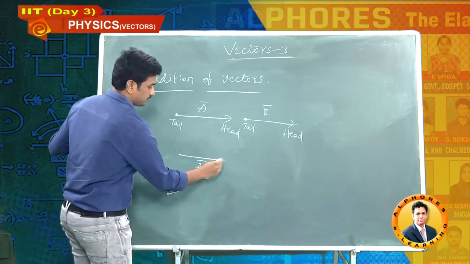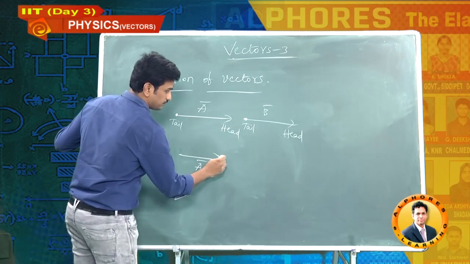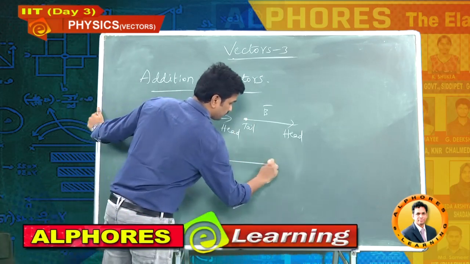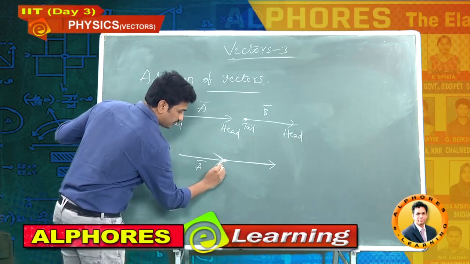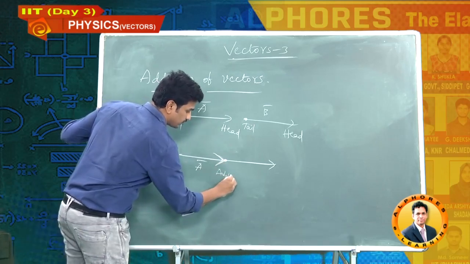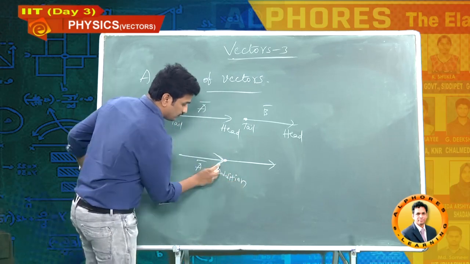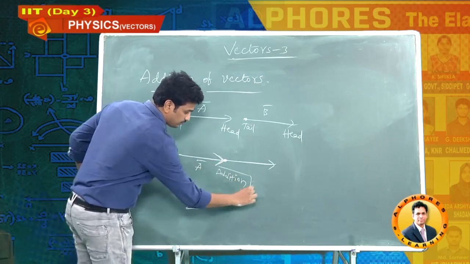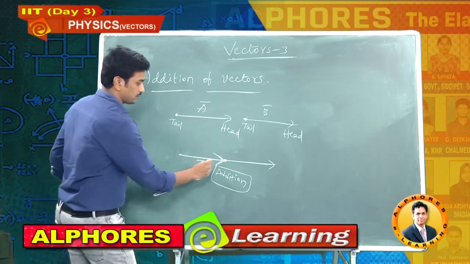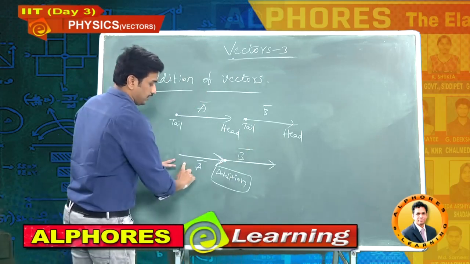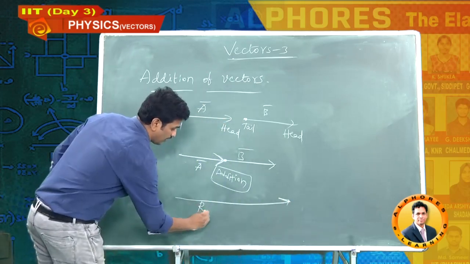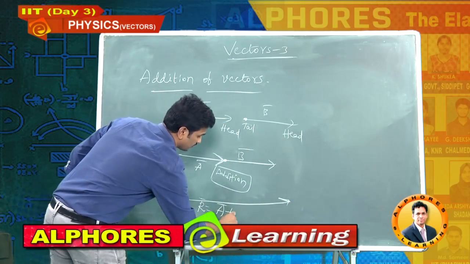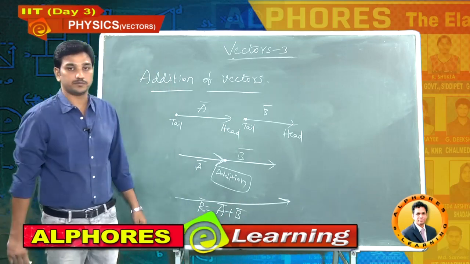A bar, head connected with tail, joined. These two are joined, that's called addition. These two joined, that's the meaning of addition, B bar. These two added, forming a new one, R bar is equal to A bar plus B bar.